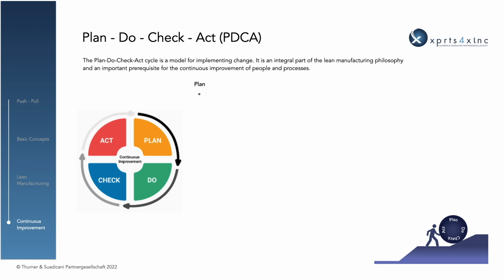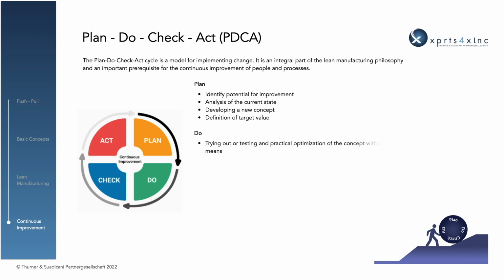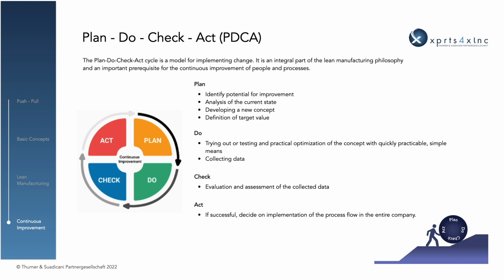Plan. Identify potential for improvement. Analysis of the current state. Developing a new concept. Definition of target value. Do. Trying out or testing and practical optimization of the concept with quickly practicable, simple means. Collecting data. Check. Evaluation and assessment of the collected data. Act. If successful, decide on implementation of the process flow in the entire company. Standardization. Check for compliance. If plan goals are not achieved, run through PDCA cycle again.